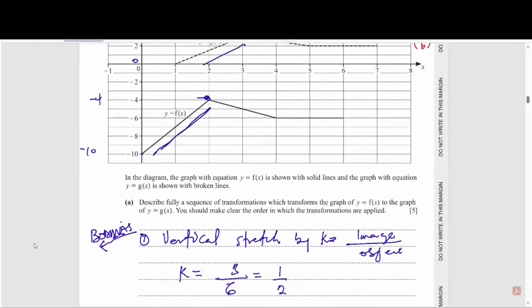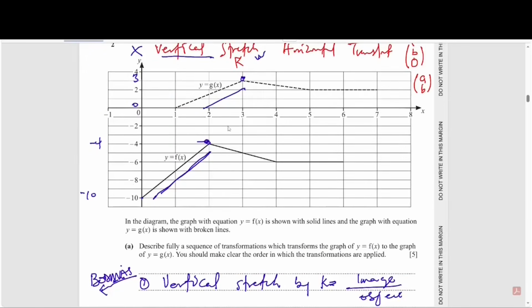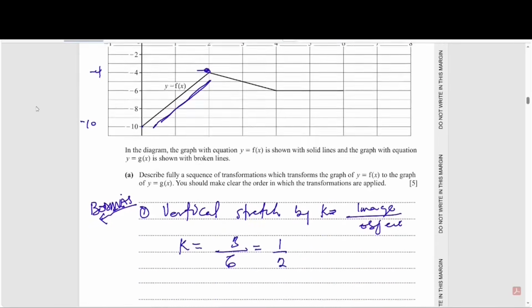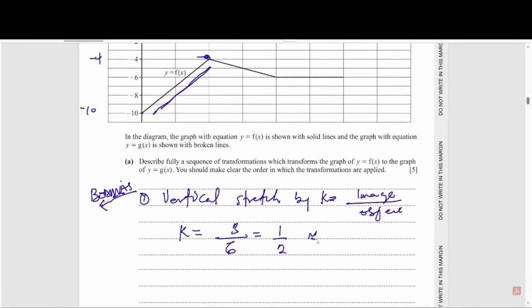That makes the vertical stretch factor half. So this graph g of x was transformed from f of x by a vertical stretch with scale factor of half, and that completes the vertical stretch part. So we need to move on to the translations.